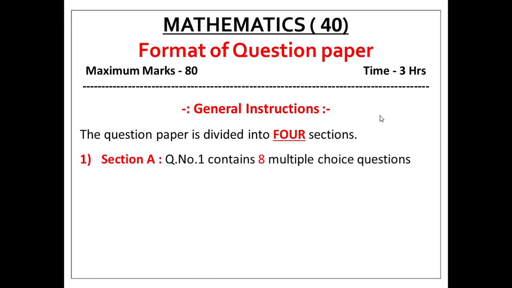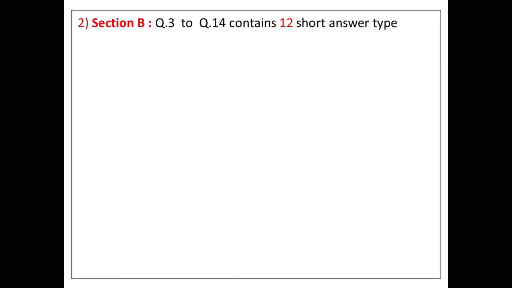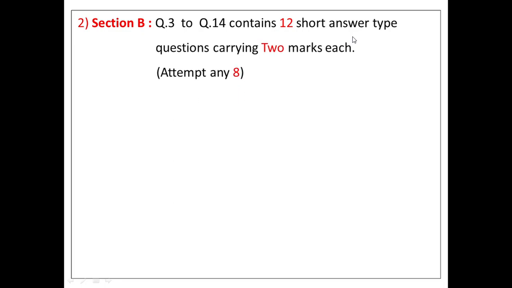Section A having question number 1 contains 8 multiple choice questions carrying 2 marks each. Question number 2 contains 4 very short answer type questions carrying 1 mark each. This is the compulsory section. Now section B having question number 3 to question number 14 contains 12 short answer type questions carrying 2 marks each. You have to attempt any 8 from 12 questions.